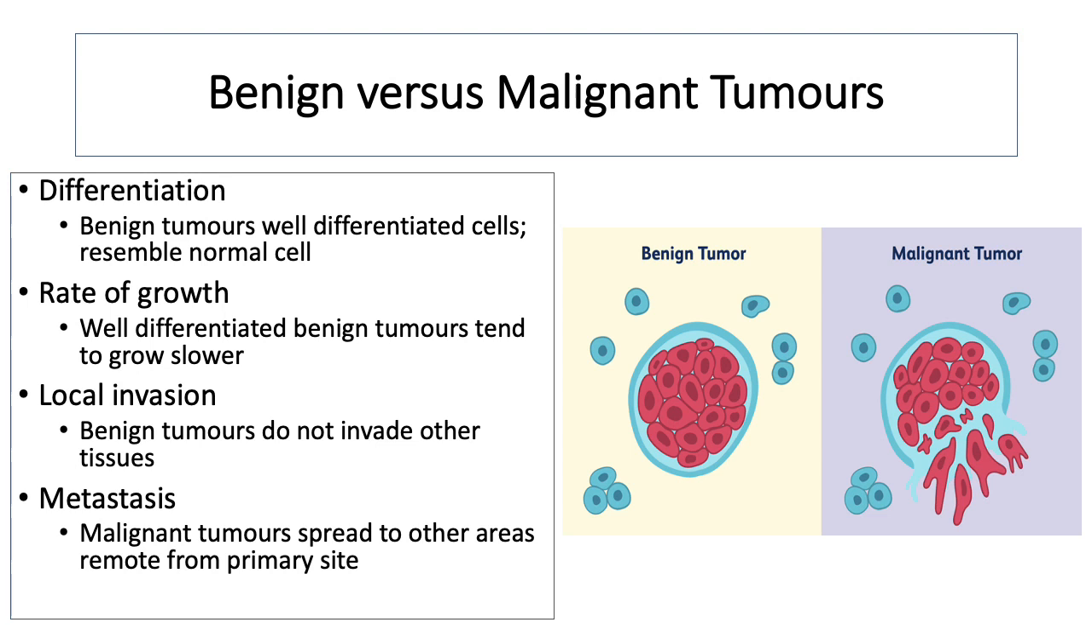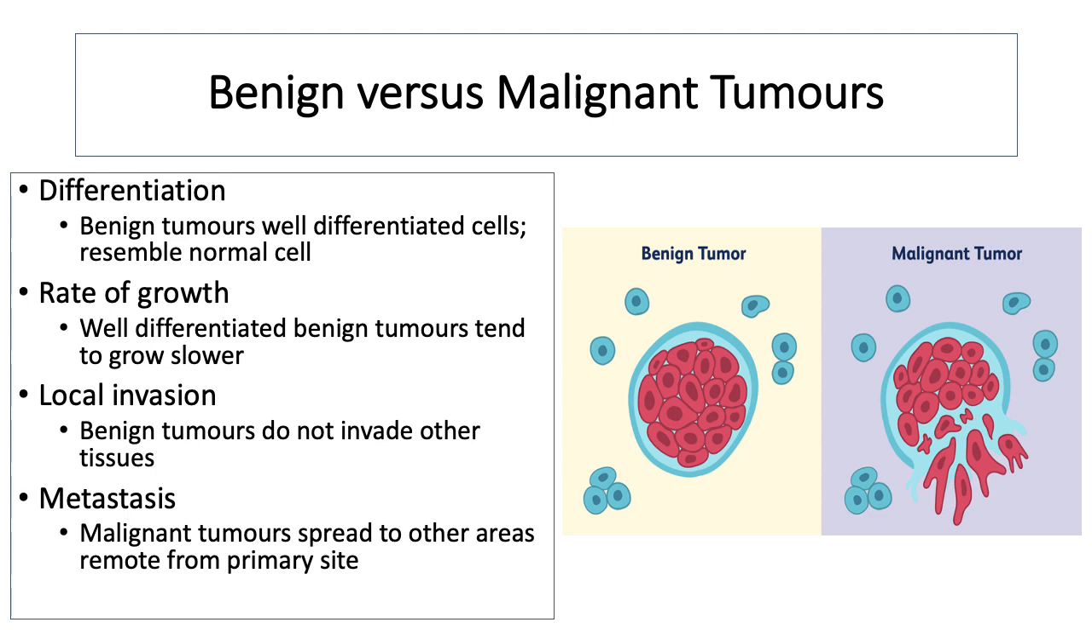And then with regards to benign tumors, there's the issue of local invasion. Benign tumors do not invade other tissues and generally tend to be localized with a very well defined boundary, ordinarily of fibrous tissue around them. Yet malignant tumors or cancers have a tendency to spread to other areas where they cause more cancers, and the cascade goes on and on.